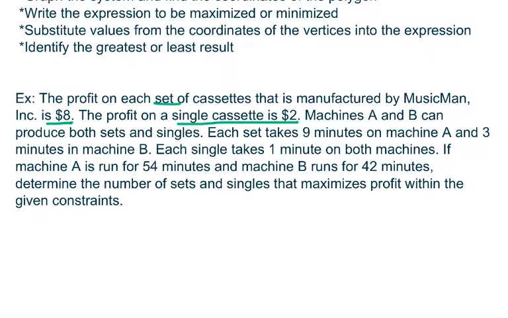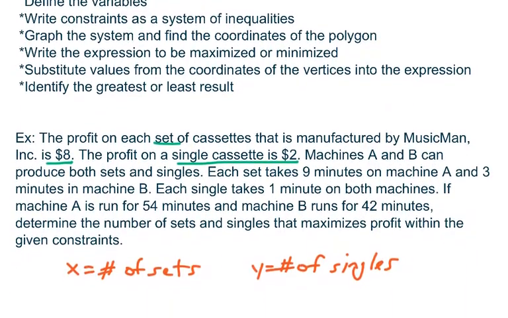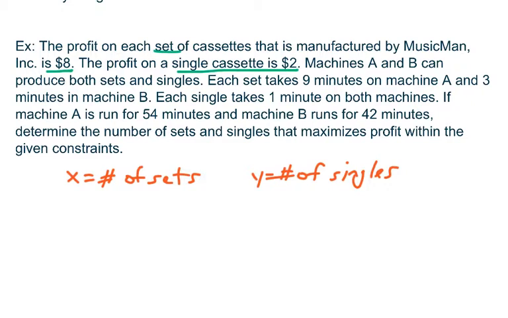Define the variables. To me, I think x should be the number of sets that is produced, and y is going to be the number of singles. Okay, so there's step number one, define the variables. Step number two, write the constraints as a system of inequalities. Well, what does it tell us? It talks about how long it takes to produce a set, how long for a single, how long machine A is running, and how long machine B is running. It says we can produce sets and singles on both machine A and machine B.